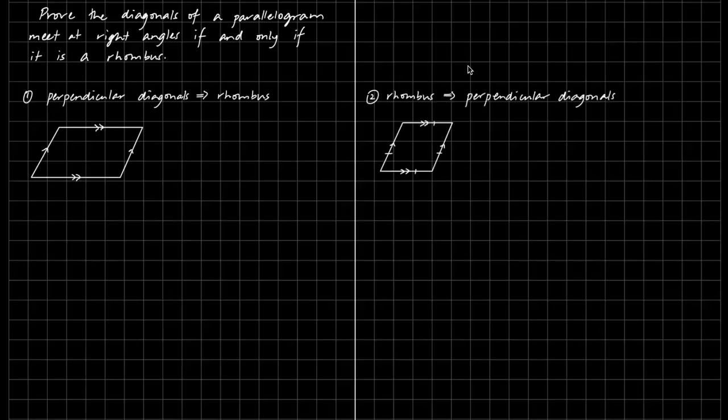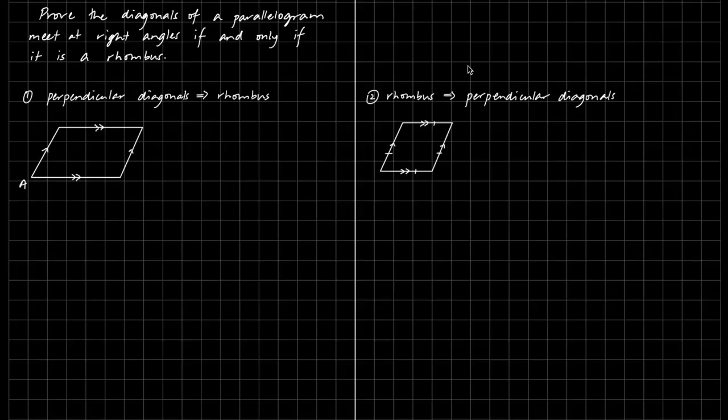So, firstly, I'm going to prove that if the diagonals of a parallelogram are perpendicular, then it's a rhombus. So that's the implication in the first direction. Perpendicular diagonals mean rhombus. And then, secondly, that if the parallelogram is a rhombus, then its diagonals must be perpendicular. Alright, so let's start with the first direction of the implication here.